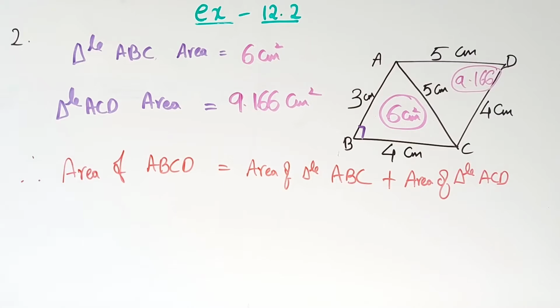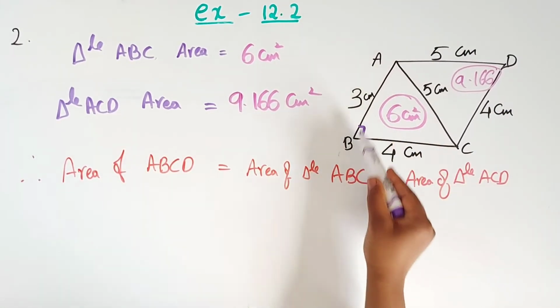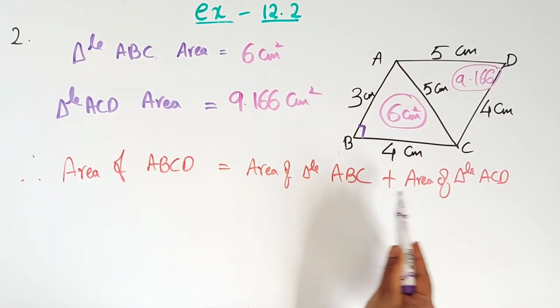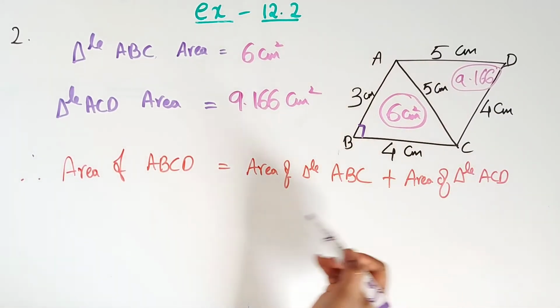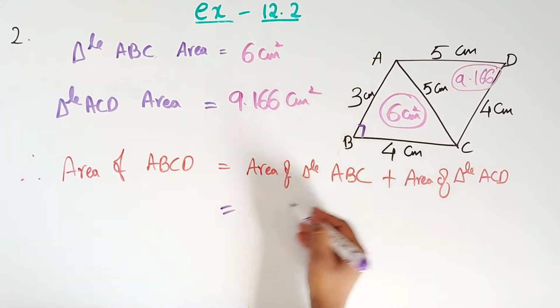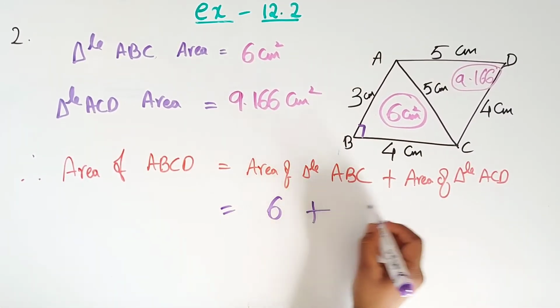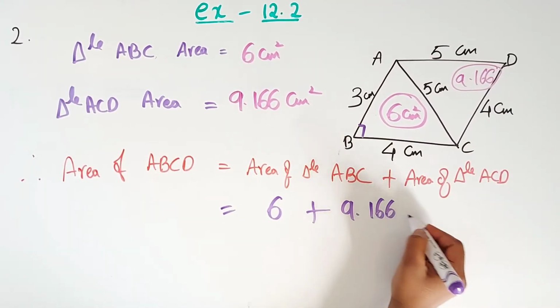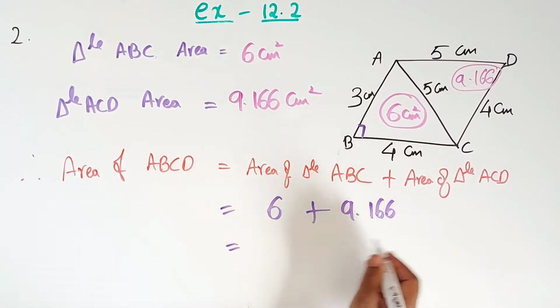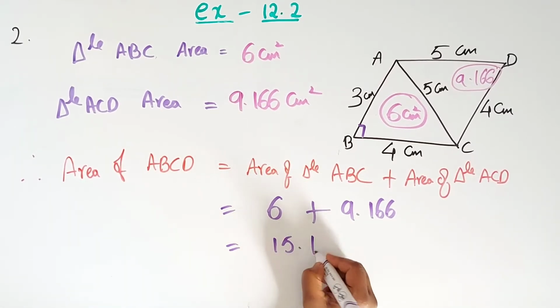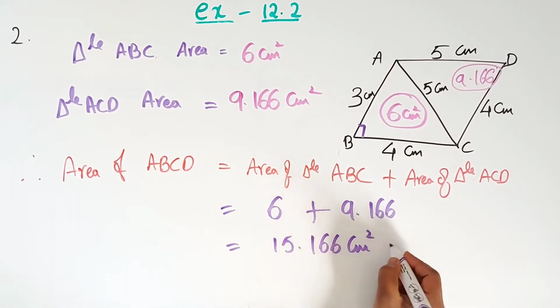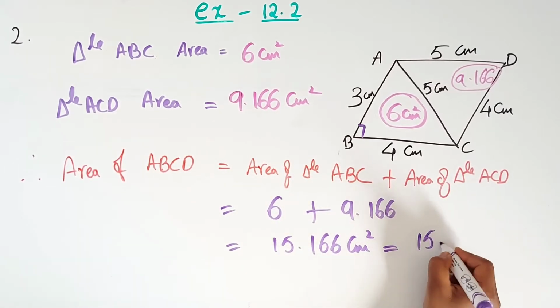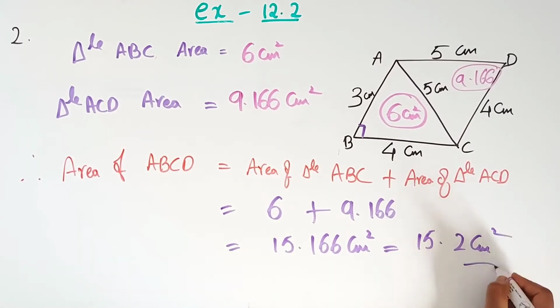Therefore, area of the quadrilateral is equal to area of triangle ABC plus area of triangle ACD, children. What is ABC triangle area? That is 6 centimeter square plus area of triangle ACD, 9.166 centimeter square, children. This equal to 15.166 centimeter square. Approximately we can write 15.2 centimeter square, children. This is the quadrilateral area.